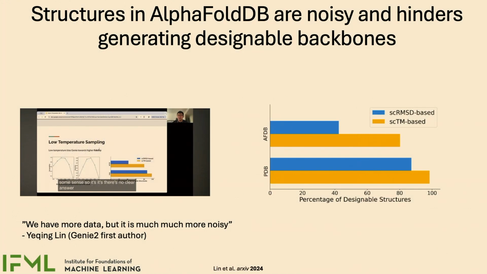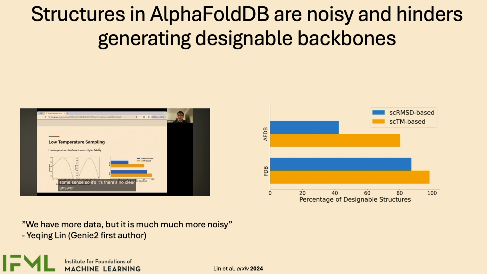He said that we have more data in AlphaFold DB, right? They had 214 million proteins compared to 20,000. But the data is much, much more noisy. And that manifests itself here, where if you use root mean square deviation or this TM metric, which is how well you can align proteins in 3D space, you can see that even though the PDB, which is real experimental data, is much, much smaller, it's actually a higher quality data set compared to AlphaFold DB.